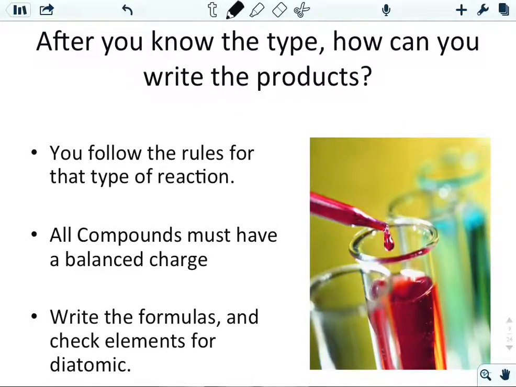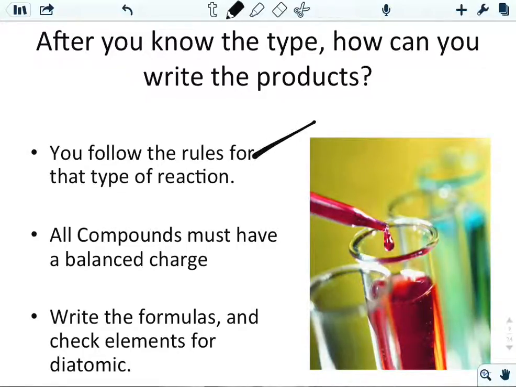Okay. After you know what type, how can you write the products? So once we know what type of reaction we're going to have, we have to write the products of what we're going to have. So you follow the rules for that type of reaction. So for a synthesis reaction, we have an element plus an element. It's going to produce a compound. Normally, it's going to be an ionic compound.